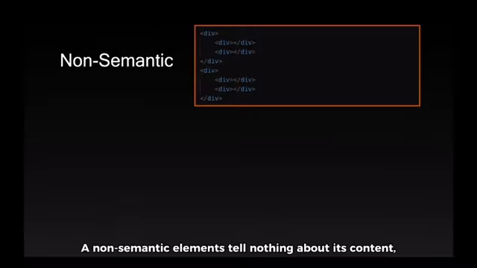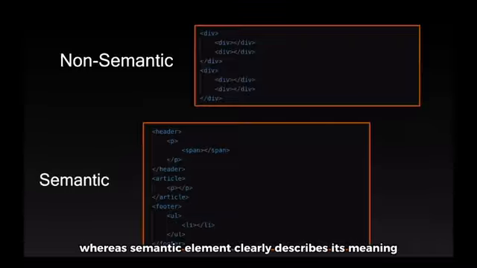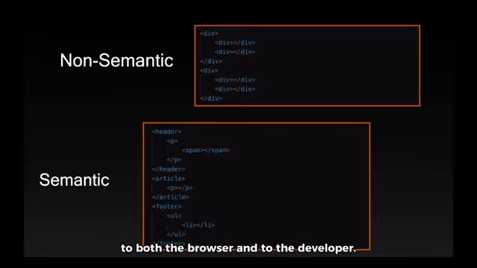Another important information is the difference between the semantic and the non-semantic elements. A non-semantic element tells nothing about its content, whereas a semantic element clearly describes its meaning to both the browser and to the developer. Examples of non-semantic elements are like div and span tags. They tell nothing about the content. And examples of semantic elements are like form, table, and article.